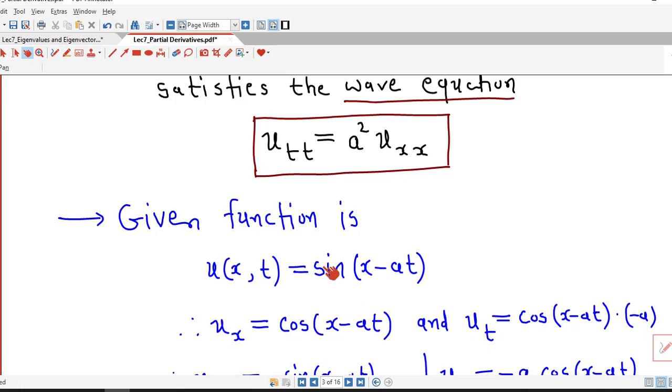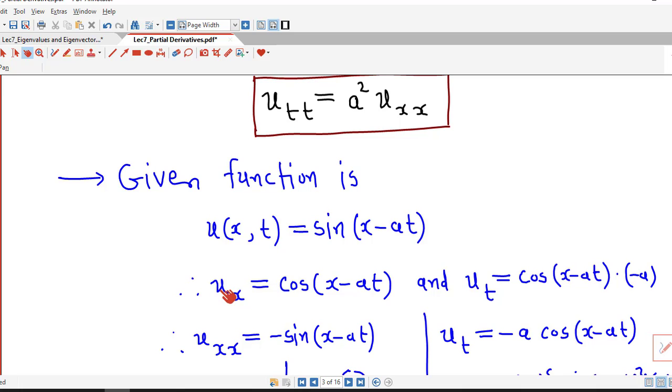Similarly, if we differentiate u partially with respect to t, we consider x as constant. So derivative of sine of x minus at is derivative of sine is cos function, and in the bracket partial derivative of x minus at with respect to t. So derivative of x is 0 and derivative of minus at with respect to t is minus a. So here we write minus a.